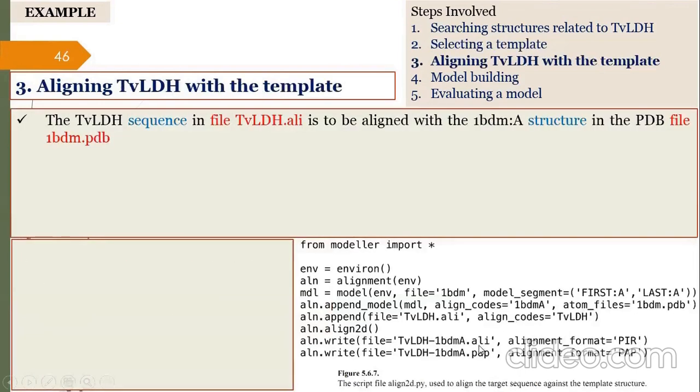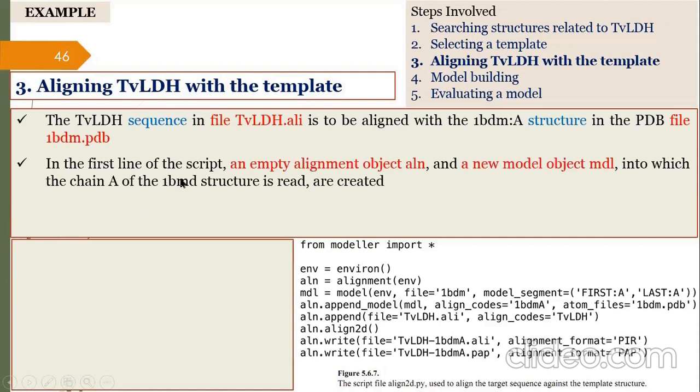So these are the formats: .ali, .pap, and .pir. We will be talking about the PAP format as well. We have already talked about the .ali format, which has an asterisk at the end and a greater-than sign at the beginning, followed by the name and so on. We have also already talked about the PIR format. PIR format was different. Now we will talk about the PAP format.